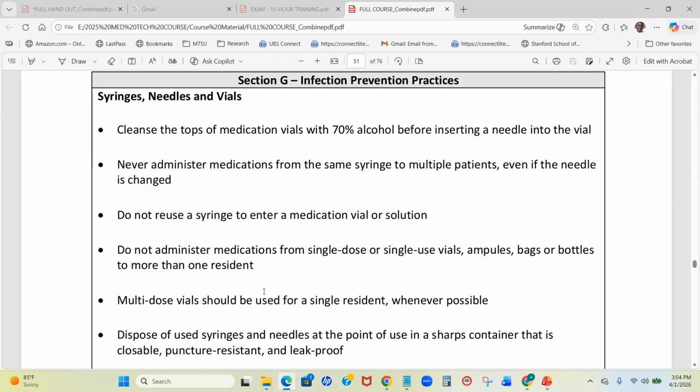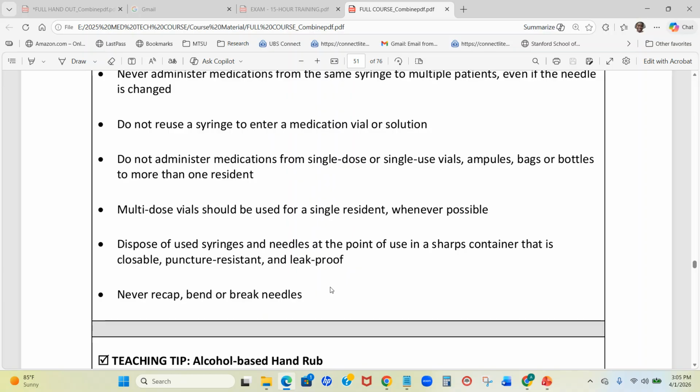Do not reuse syringes to enter a medication vial or solution. Do not administer medication from single dose or single use vials, ampoules or bags or bottles to more than one resident. And when you come to the skills lab, you will see all those skills, and then you should be able to demonstrate them.